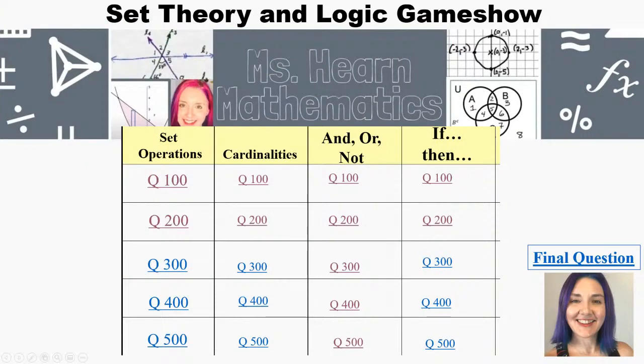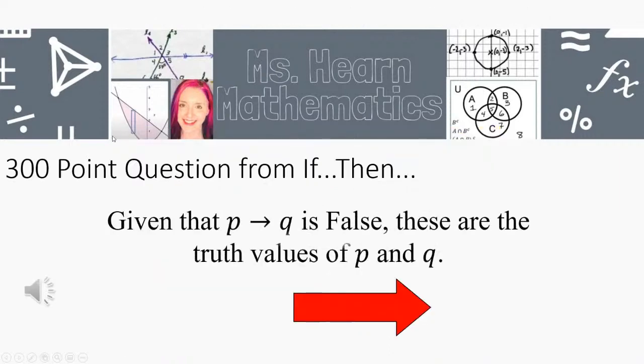Okay, let's do the $300 one. So, given that P implies Q is false, what are the truth values of P and Q? Oh, did you type it in, Sonia? I'm sorry, I'll put it up there. I'll give you, that was 50 points then.